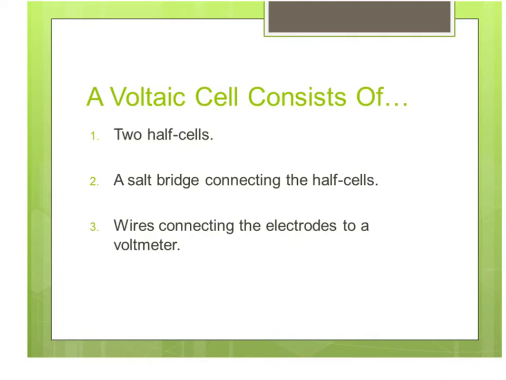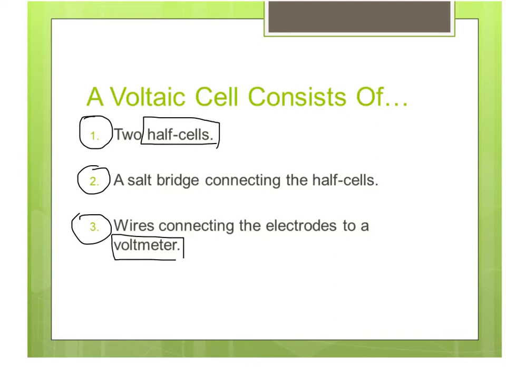A voltaic cell consists of three separate pieces or components. First are two half cells. We'll talk about what a half cell is in a minute. The second is a salt bridge that connects the two half cells. And finally, wires that connect the electrodes to a voltmeter so that we can measure the voltage.